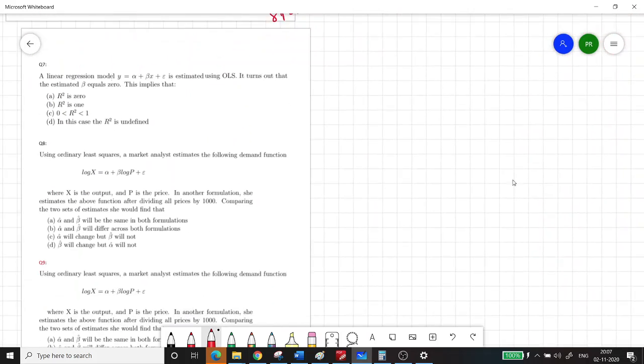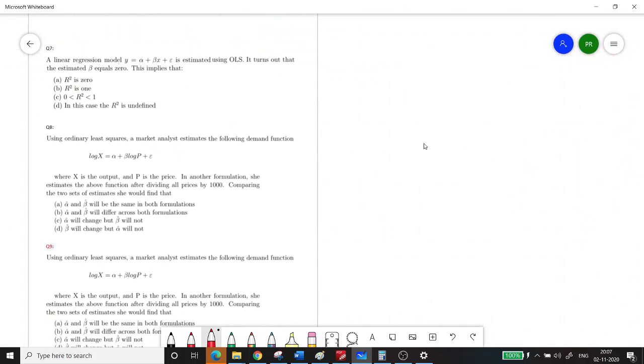Okay, so question 7. It says a linear regression model y is equal to alpha plus beta x plus epsilon, that is residual, is estimated using OLS. It turns out that estimated beta equals 0.